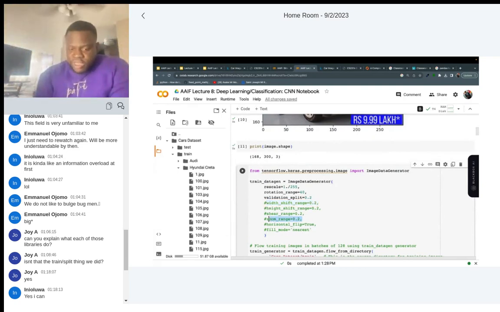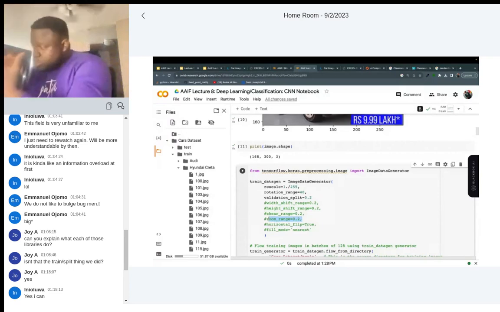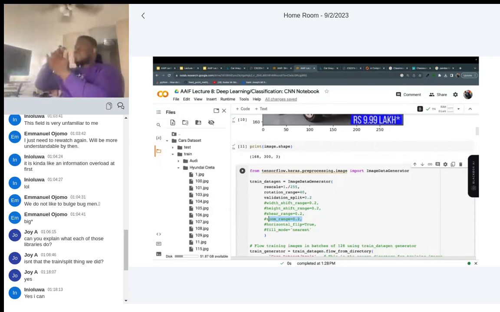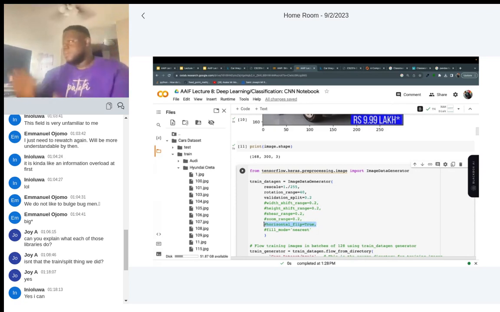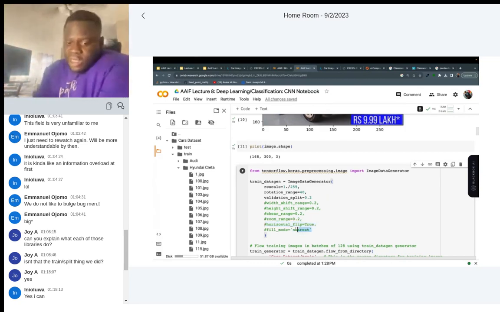Zoom range means it will zoom into the image by 20% and see it from close range. It will zoom out by 20% and see it from far range. I've forgotten what shear range means. Horizontal flip. Flip the image horizontally, randomly. It's not going to do that for every image. It goes to this image: let me flip it. This image: let me zoom it. This image: let me zoom and flip. So all these are things you can play with, right?